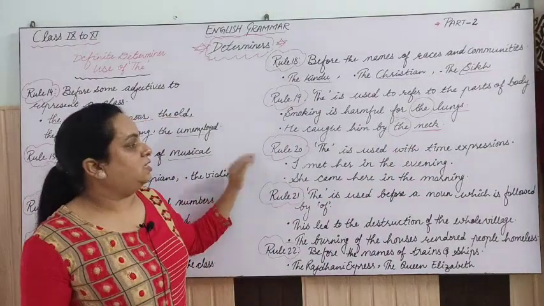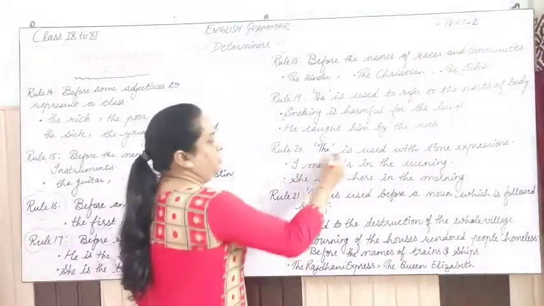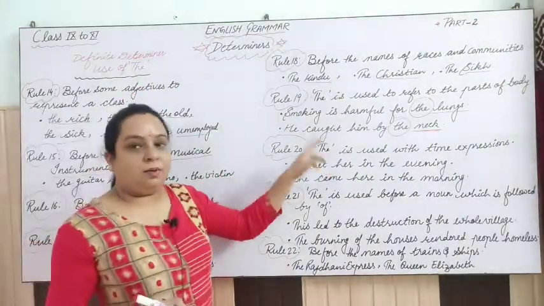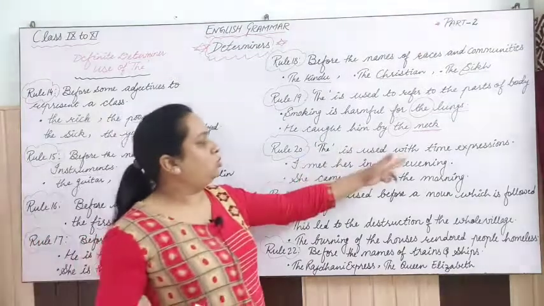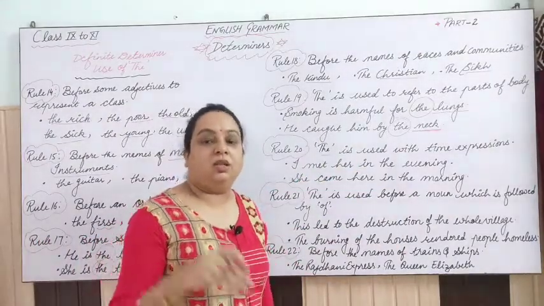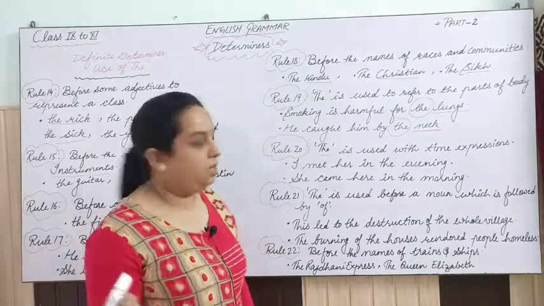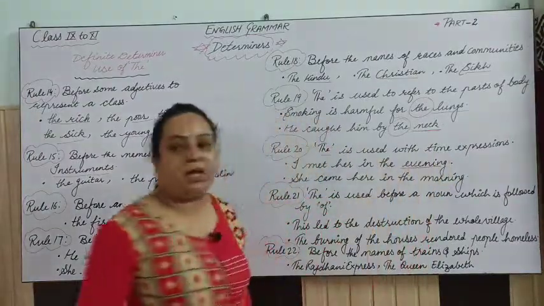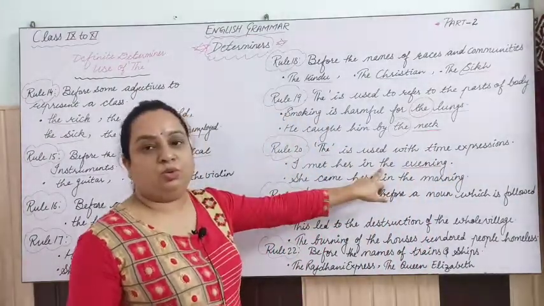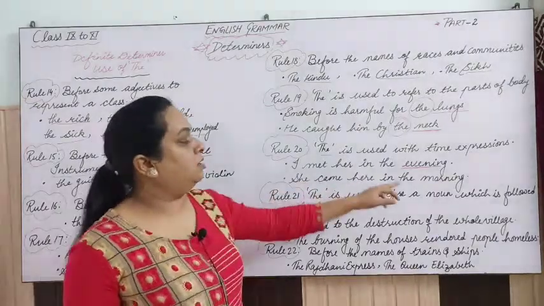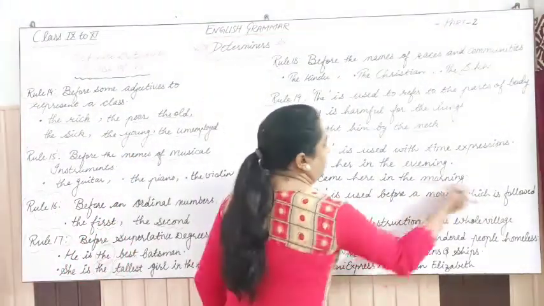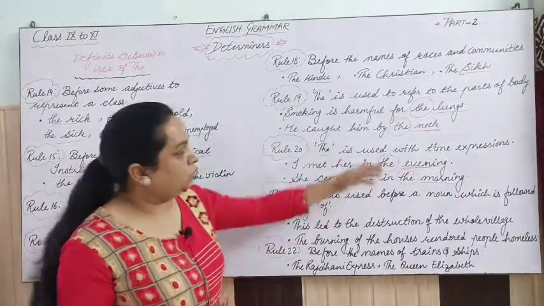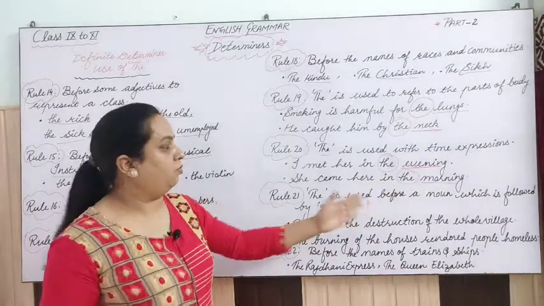Rule number 20 says the is used, and we are talking about the definite determiner. The is used with time expressions also, like in the evening, in the morning. So I met her in the evening. When we are talking about time expressions, here we have to use the. She came here in the morning, in the afternoon, in the midnight. So time expressions generally take the.